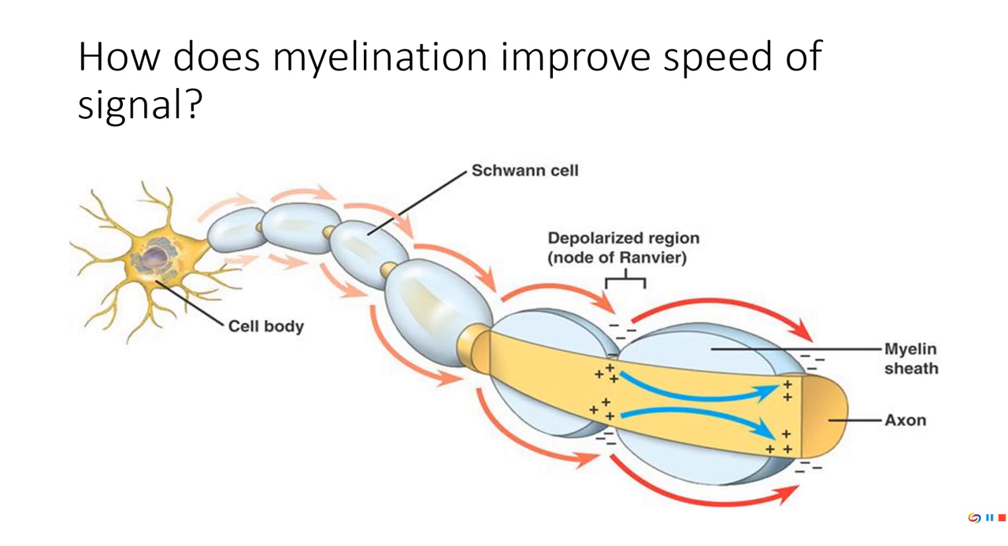However, in a myelinated neuron, the conduction speed is much quicker. Essentially what happens is the action potential jumps, and I'm using air quotes here, along the neuron between gaps in the myelin. These gaps in the myelin are called nodes of Ranvier. And these are the only places where depolarization needs to occur. The way this works is called saltatory conduction.